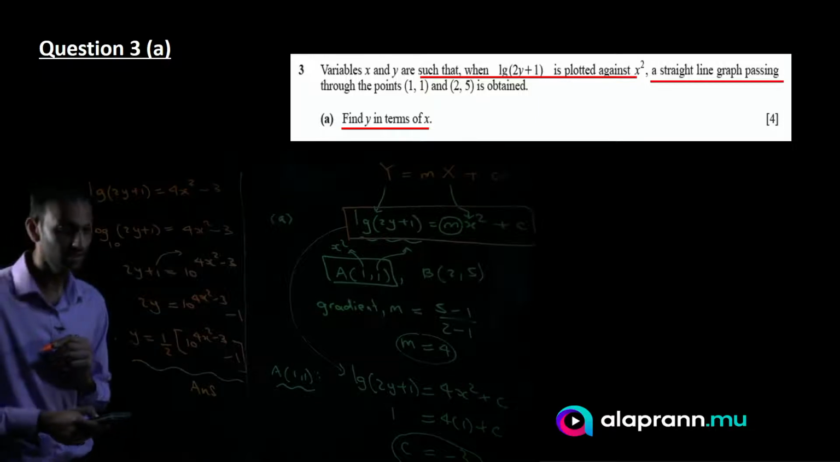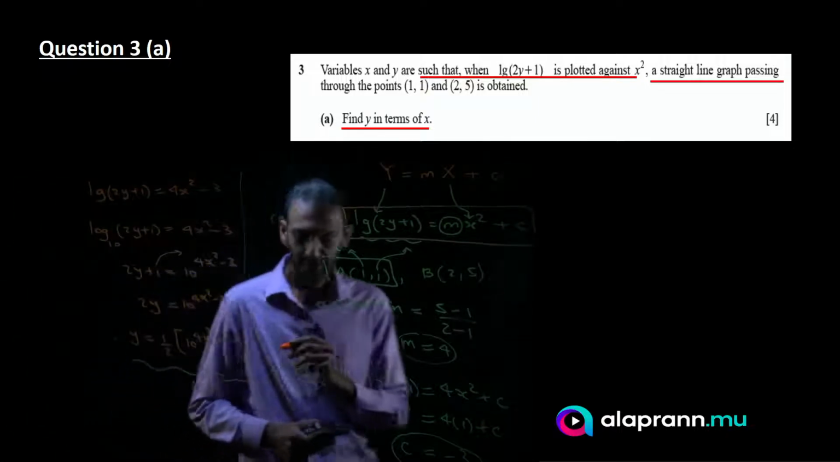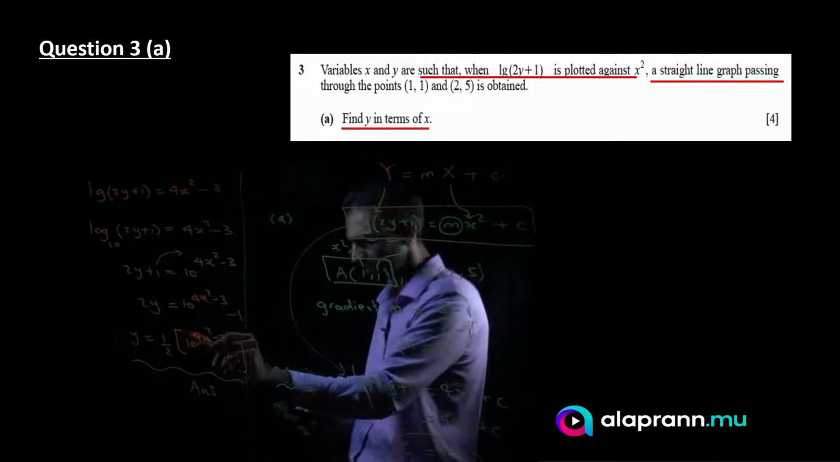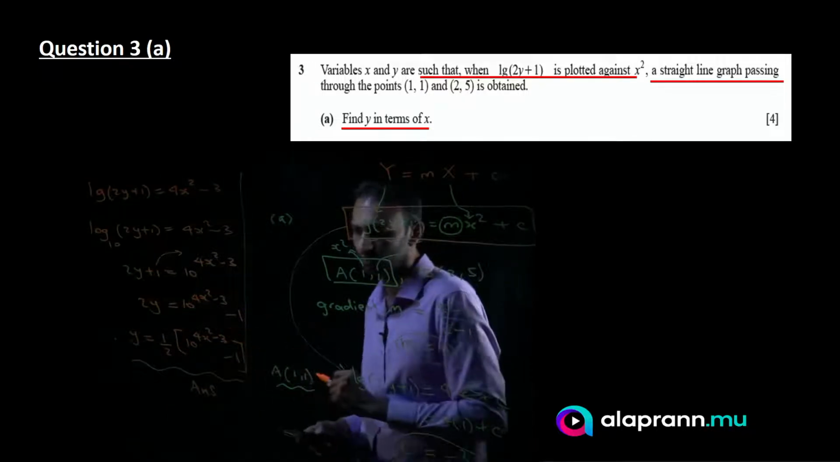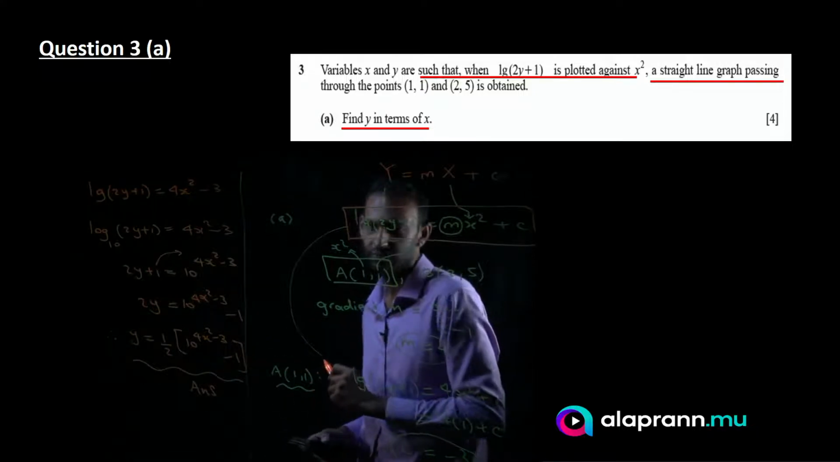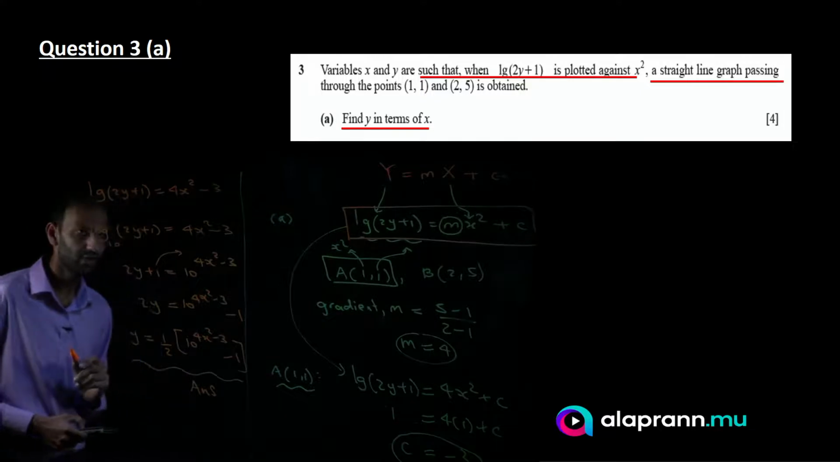So y is equal to half. Okay, I'll move to this side so that you can see it. y is equal to half, 10 to the power of 4x squared minus 3, minus 1, and that's the answer for the first part. So I'll give you a few minutes to take a look at the problem.